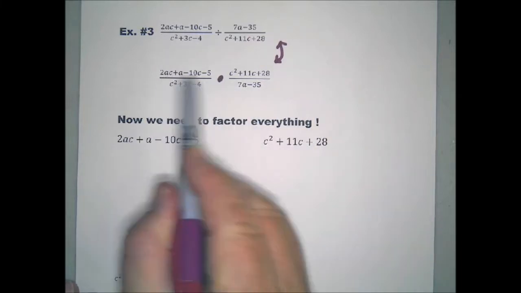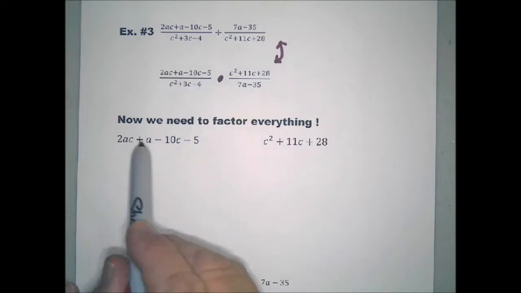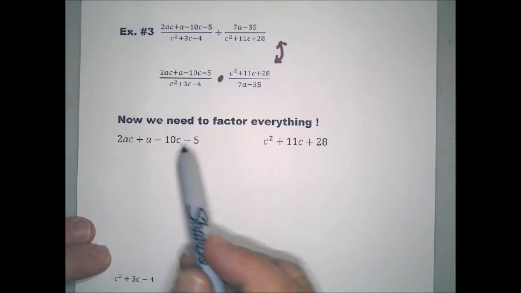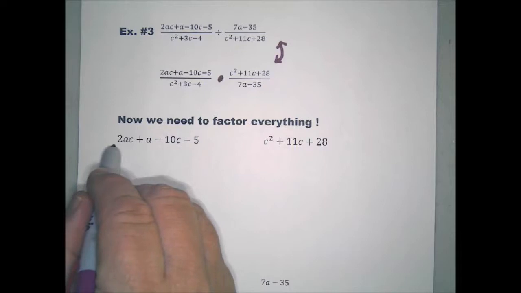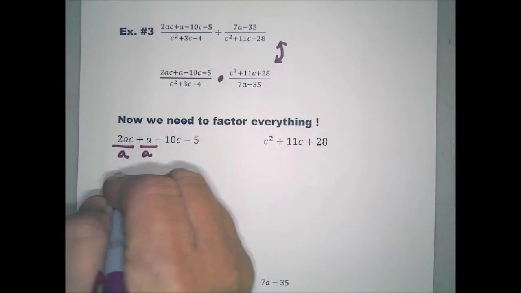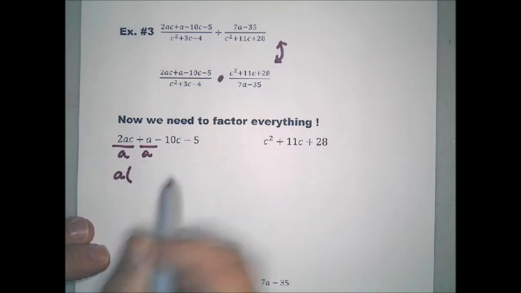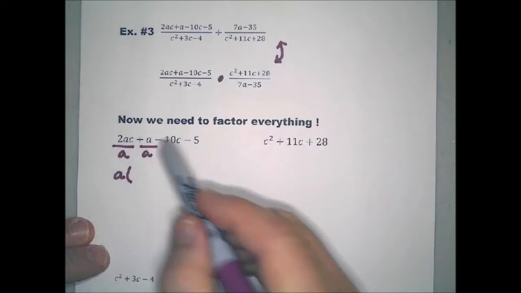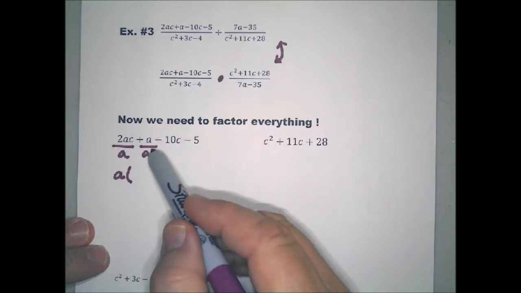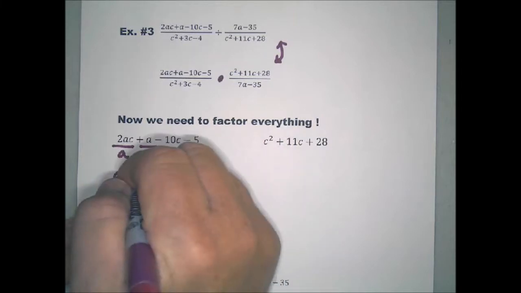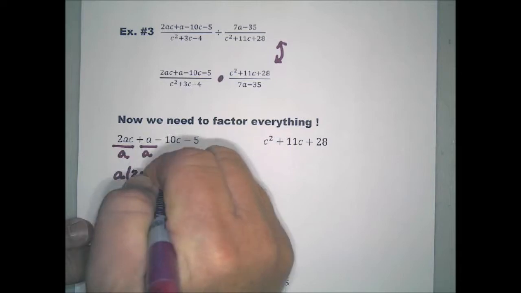The numerator of the first fraction is a 4-term polynomial with nothing in common. And so therefore, we're going to factor by grouping. The first two appear to have an a in common, so we're going to factor out an a. And if you factor out an a, you're left with 2c plus 1. A over a is 1. They don't just cancel and go away. They reduce to become the number 1. So that would be 2c plus 1.